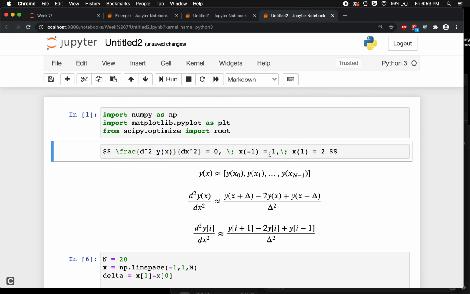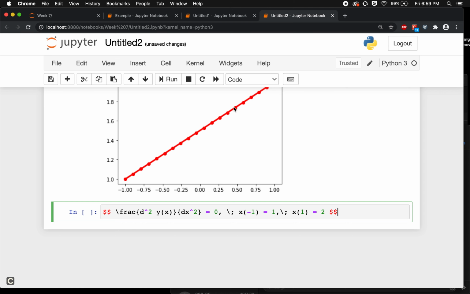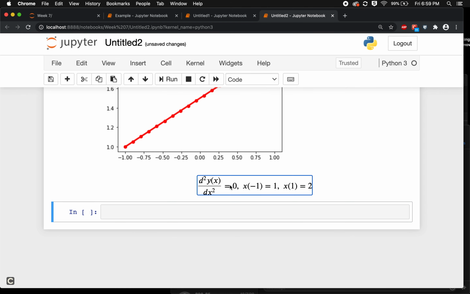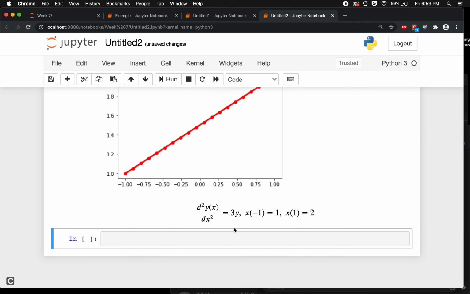All right, let me grab this equation. So let's do a slightly more complicated equation. And so let me put this in here, and we'll do markdown. And so let's make this equal to 3 times y, right? So that's now the boundary value problem we're going to solve. Again, you could solve this analytically. You're going to get a bunch of exponentials, but as I'll show you, it's pretty trivial to just modify the code.